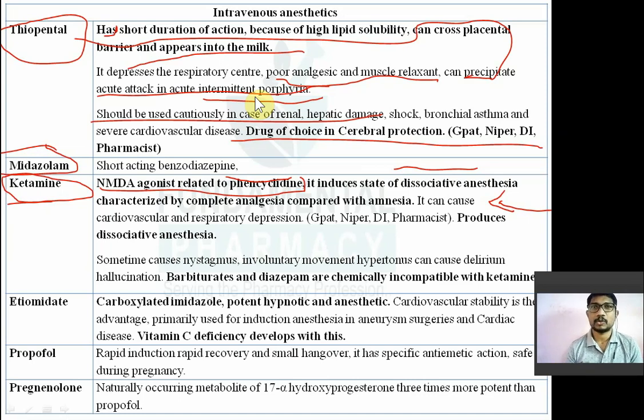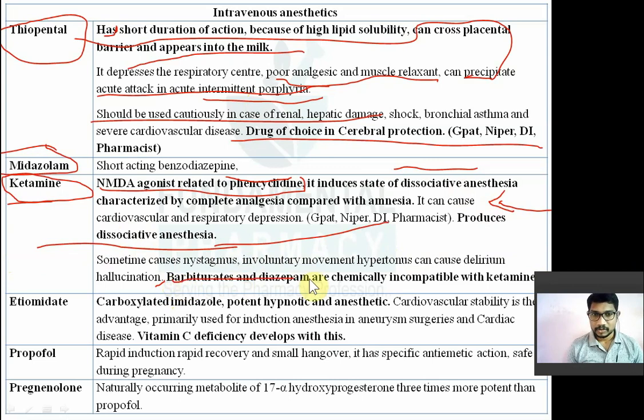So the patient is able to see each and everything going on in the environment, but is not able to respond to anything. That is nothing but dissociative. The patient is dissociated from the external environment. That is known as dissociative anesthesia. It is characterized by complete analgesia accompanied with amnesia. It can cause cardiovascular and respiratory depression. Sometimes it can cause involuntary movement of the limbs, delirium, and hallucination.